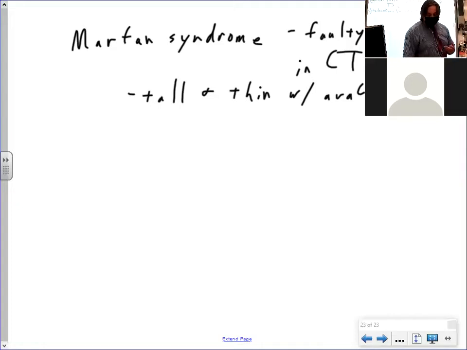A lot of medical historians think that Abraham Lincoln might have had Marfan syndrome, and it actually might have contributed to his death, because you're a little bit more likely to bleed out. The most common dangerous pathology with Marfan syndrome is a dissecting aneurysm of the aorta.